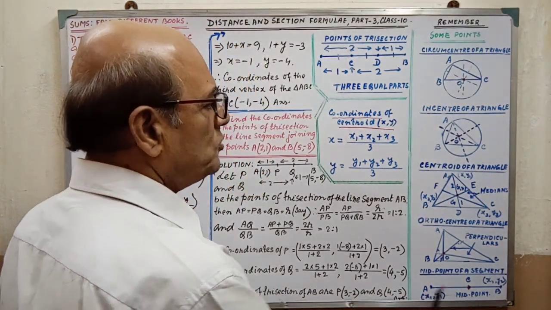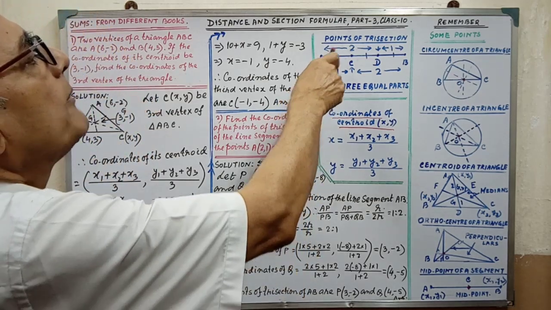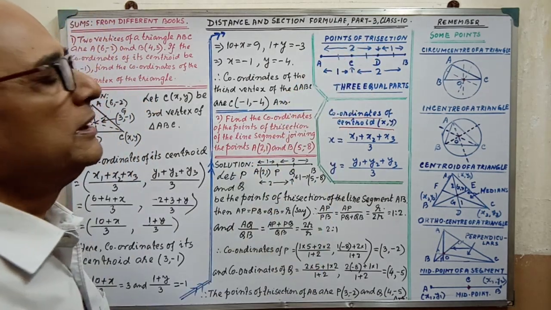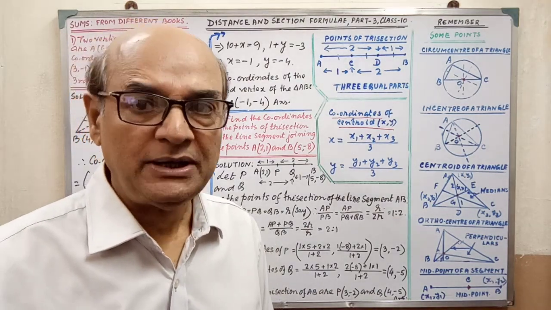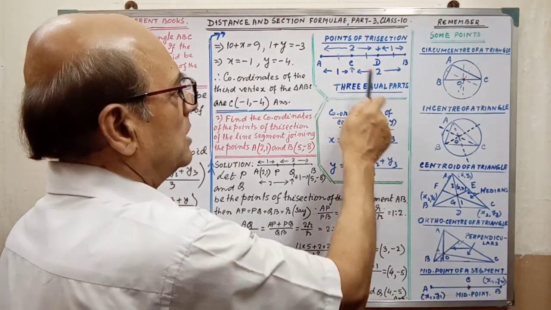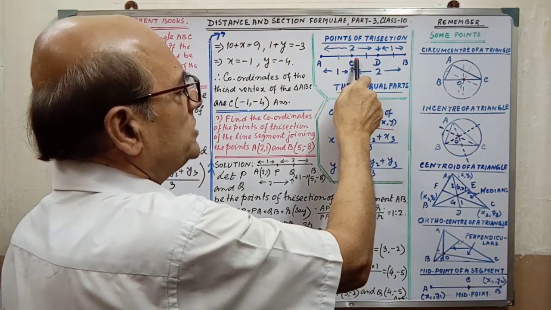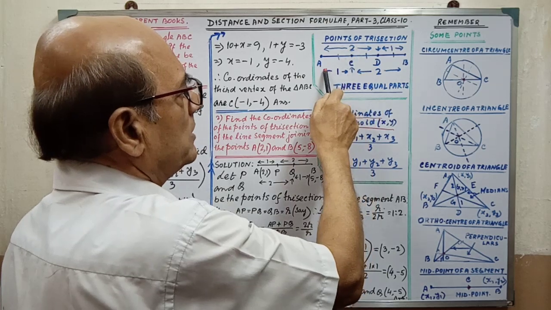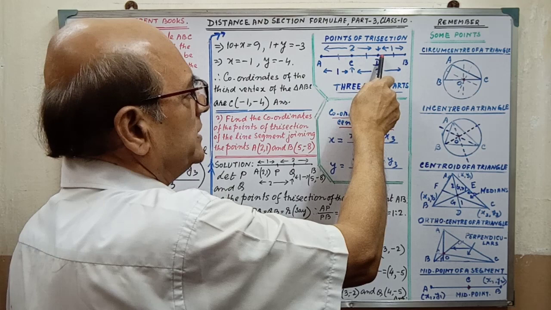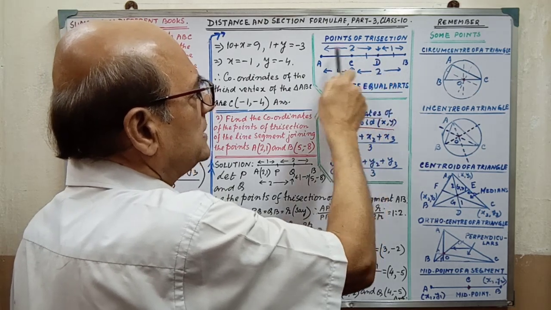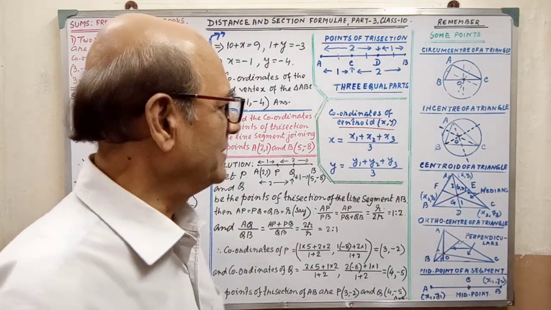Next, midpoint, that you have already got in the first video. Now the points of trisection, that means when a segment is divided into three equal parts, at C and D. When we are considering the point C, then the ratio will be 1:2, and when we are considering the point D, then the ratio will be 2:1. This you have to remember.